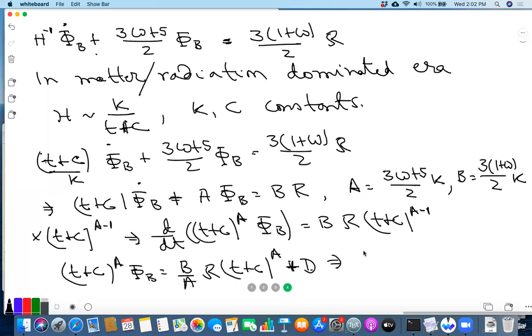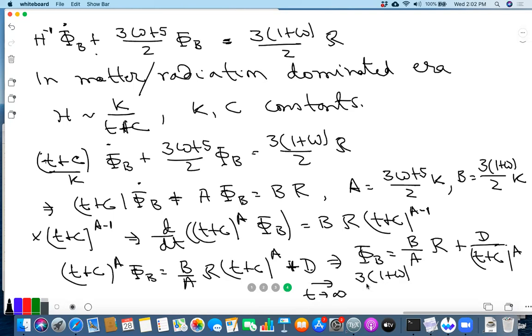And so this tells us that phi b is b over a times r plus d over T plus C to the power a. But now as T becomes large, within the given era, it goes to b over a times r, but b over a is here 3 times 1 plus w over 3w plus 5 times r. Is this clear?